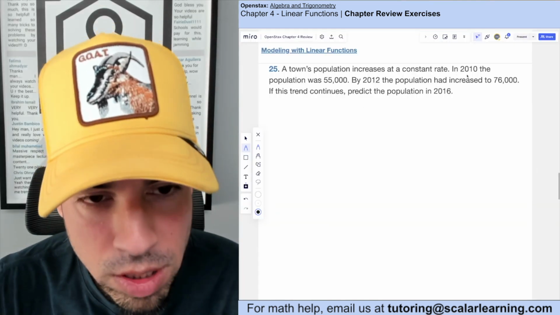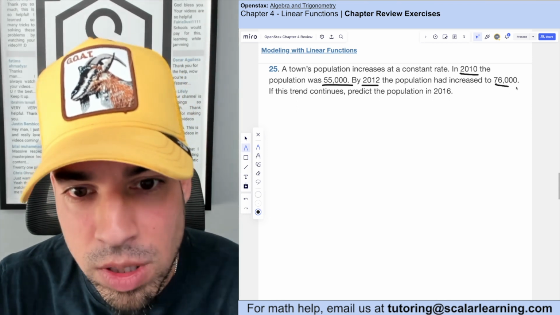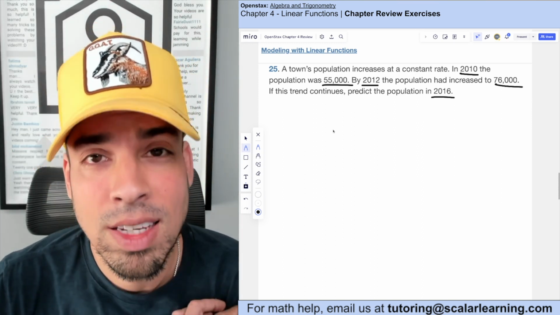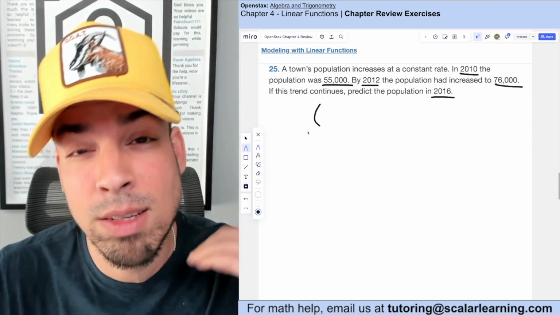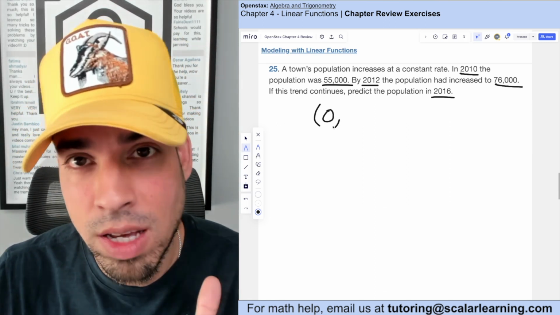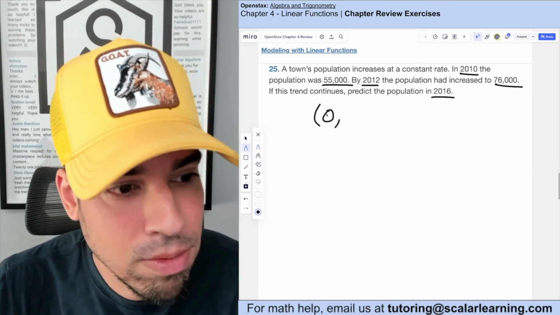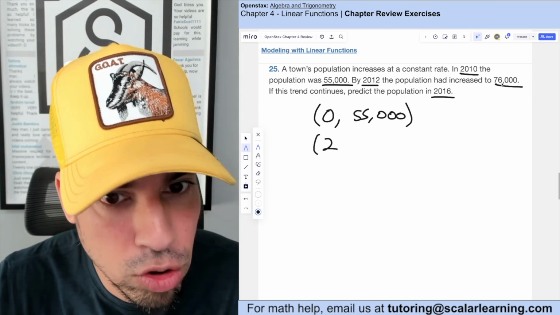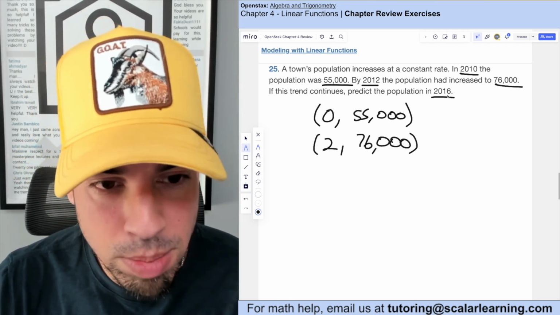The town's population increases at a constant rate. In 2010, the population was 55,000. By 2012, it had increased to 76,000. If this trend continues, predict in 2016. So the easiest way to do this is we're going to take that first early value of 2010. I'm going to consider that to be time 0, okay? So then my x values are going to be the amount of years since 2010. 2 would represent 2012, 4 would represent 2014, etc. So I got a value of 0, 55,000, and then I've also got a value of 2 years later, 2, at 76,000. Now I can create a linear equation and then use that to predict the population in 2016.